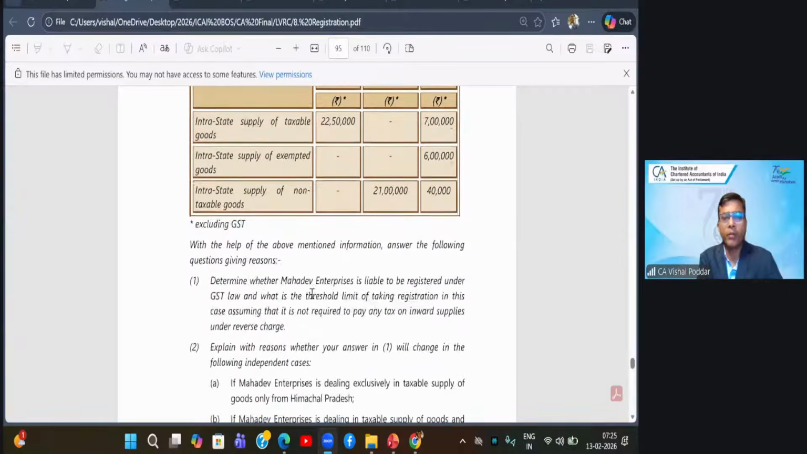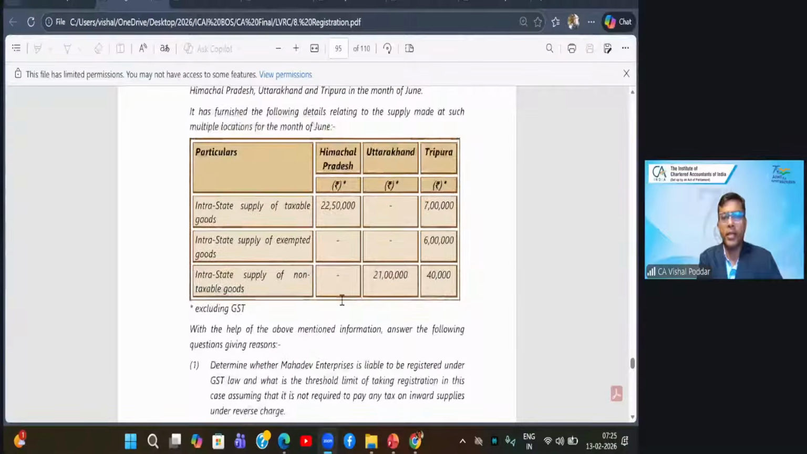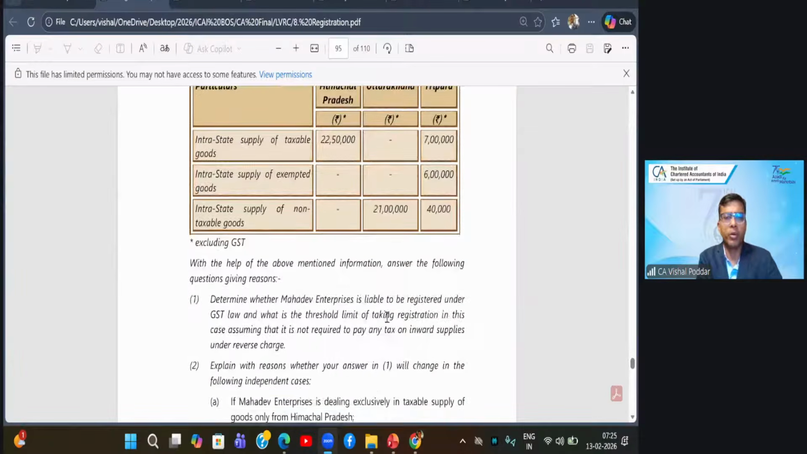Now, our first question is whether Mahadev Enterprises is required to take registration. When you have to decide whether a person requires registration or not, there are two sections that you have to refer to. One is section 22, which puts the turnover limits. And then there is section 24, which covers specific transactions. This is mentioned because it is one of the specific transactions covered in section 24. What is that specific transaction? Where you have any inward supplies on which you are required to pay tax under RCM.